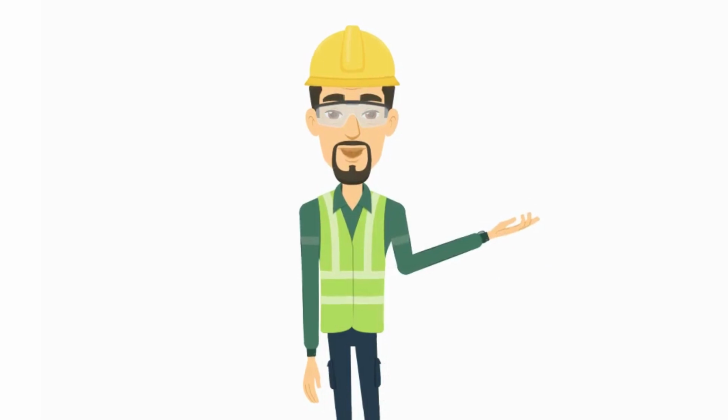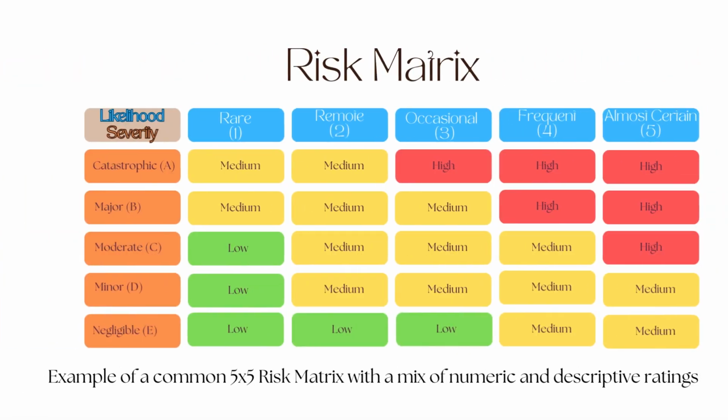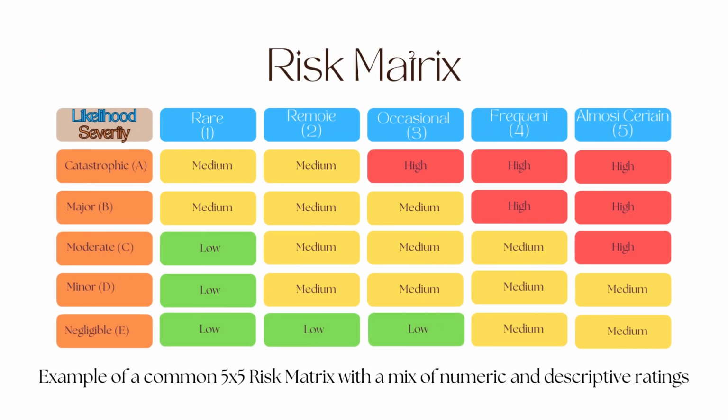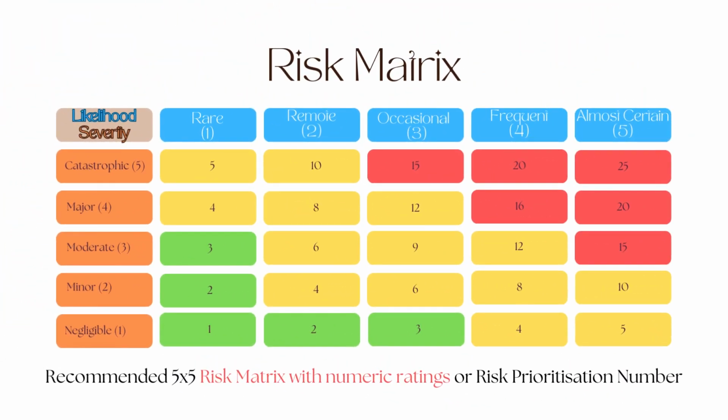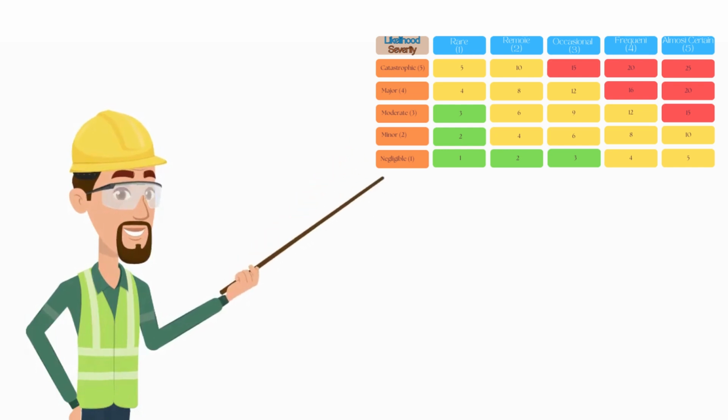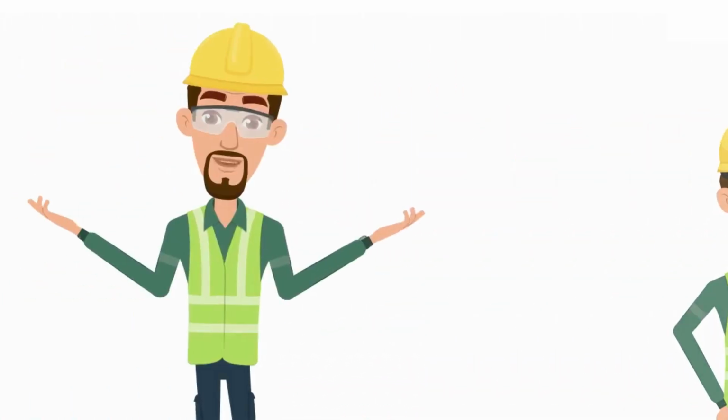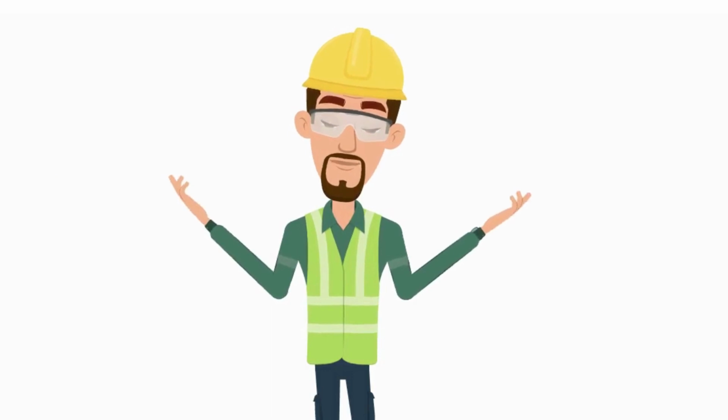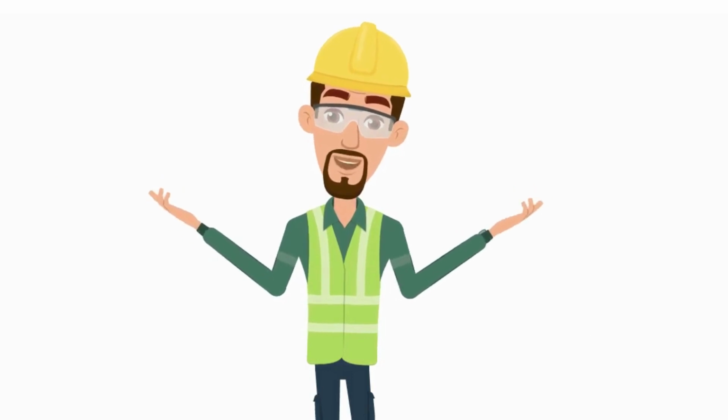Common 3x3, 5x5 theory, and recommended 5x5 risk matrices come with descriptive or numeric ratings. These ratings enable a standardized approach to risk assessment and control prioritization, ensuring that everyone in the organization understands the level of risk associated with specific hazards.